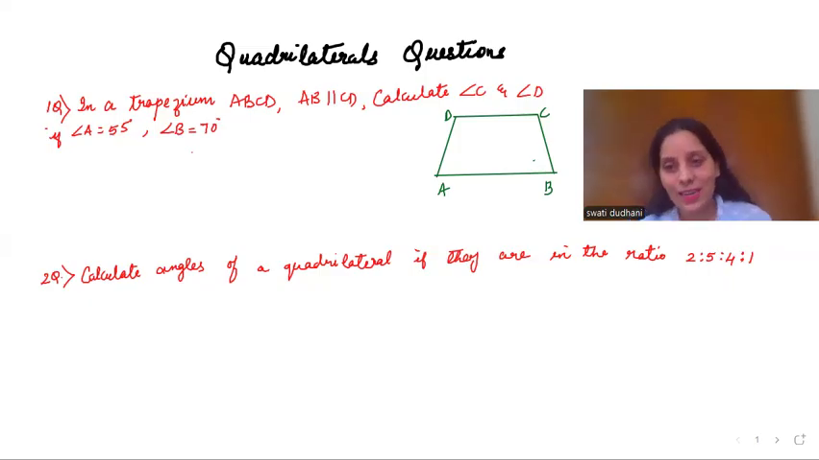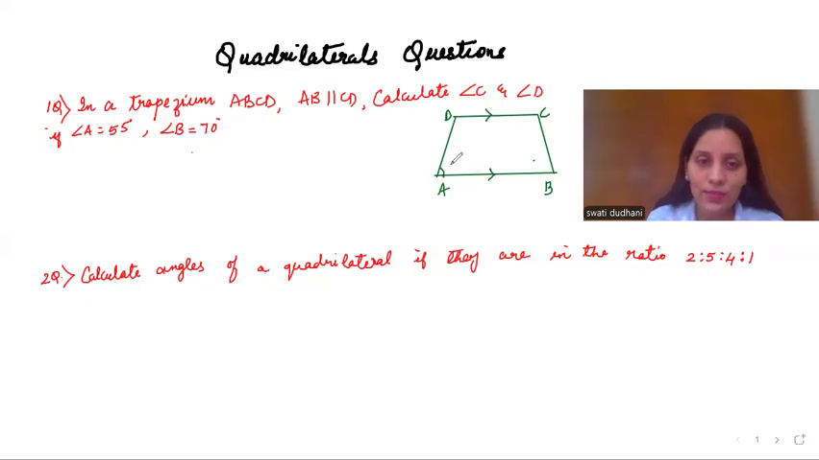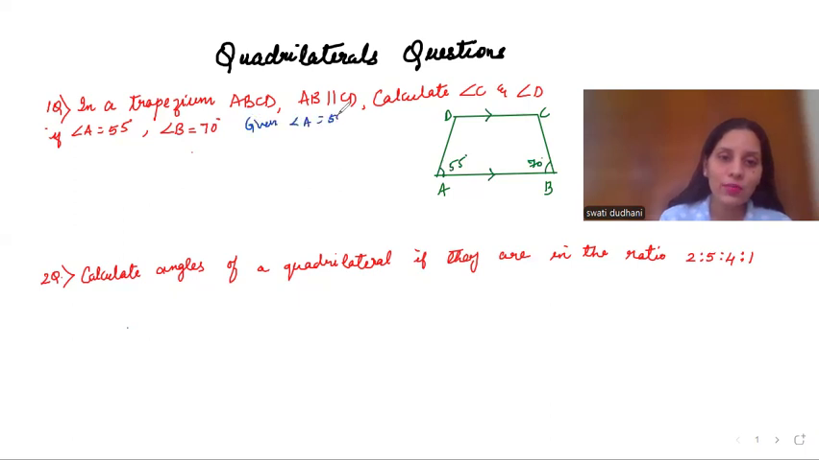So let's get started. The first question is, in a trapezium ABCD, AB is parallel to CD. It's given AB is parallel to CD. We need to find angle C and angle D. We are given angle A is 55 and angle B is 70 degrees. So first thing is, you will always write what is given to you. So given angle A is 55, angle B is 70, and we need to find angle C and angle D.